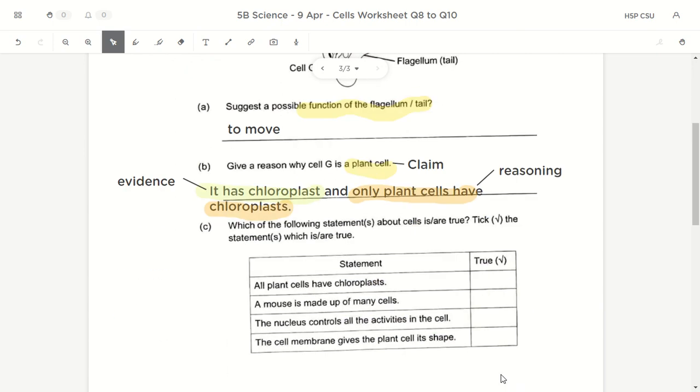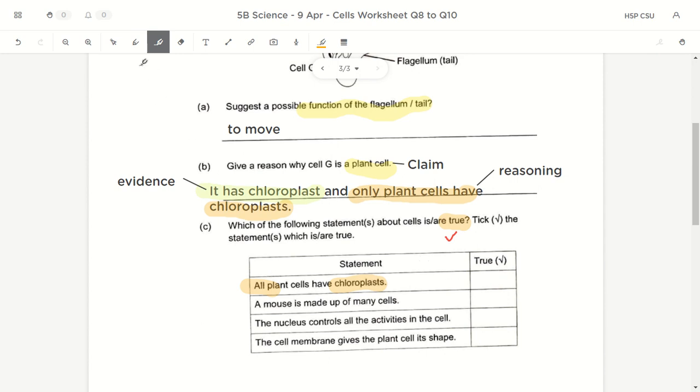Okay, last one, the most simple one. Which one is true? I want the one that is true, that is correct. Okay, so pick the statement which is true. All plant cells have chloroplast. Two words I want to highlight here: all and chloroplast. All plants have chloroplast. True or not true? Think about it.